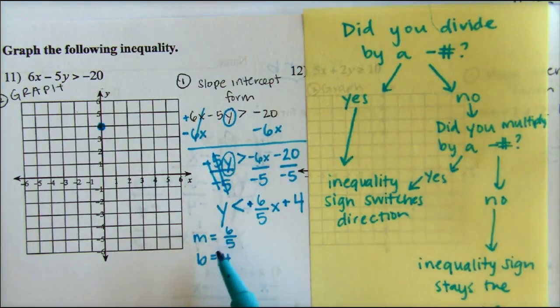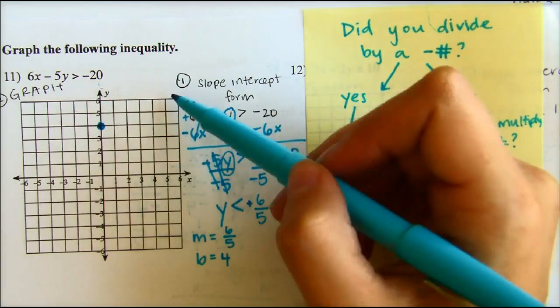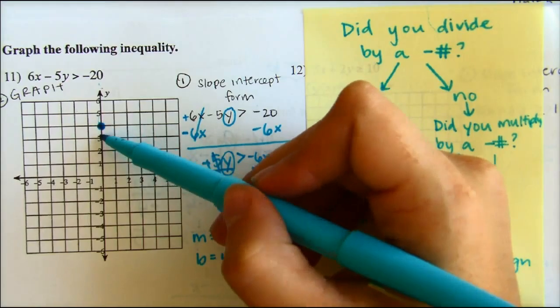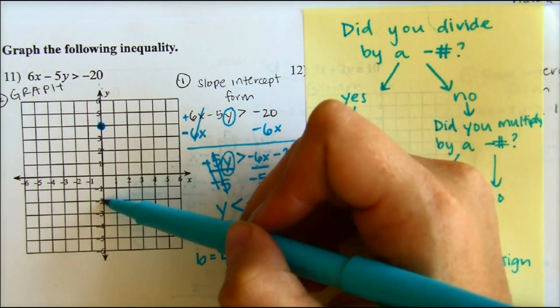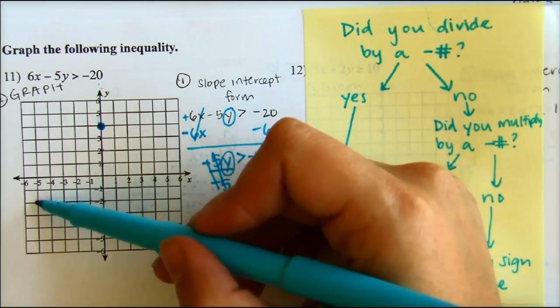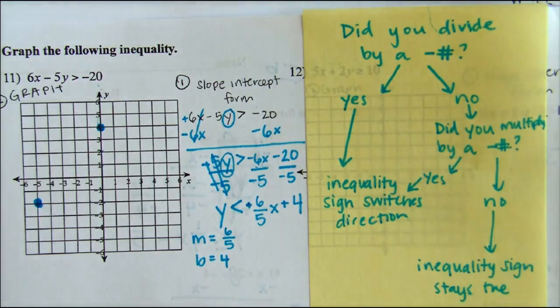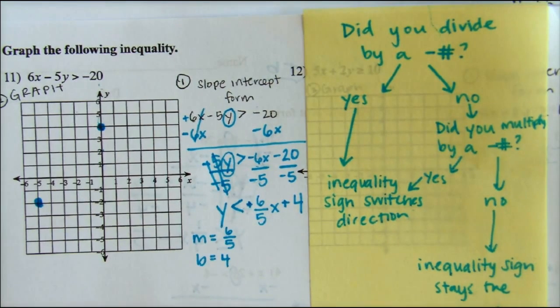To graph my slope, normally I would go up 6 and to the right, but I run out of room over here. So instead I'm going to go in the other direction. I'm going to go down 1, 2, 3, 4, 5, 6, and then I'm going to go to the left 5. 1, 2, 3, 4, 5, and I'm going to plot a point. Okay. I can't go in the other direction anymore. I've run out of space on my graph, so I'm done plotting those main 2 points.